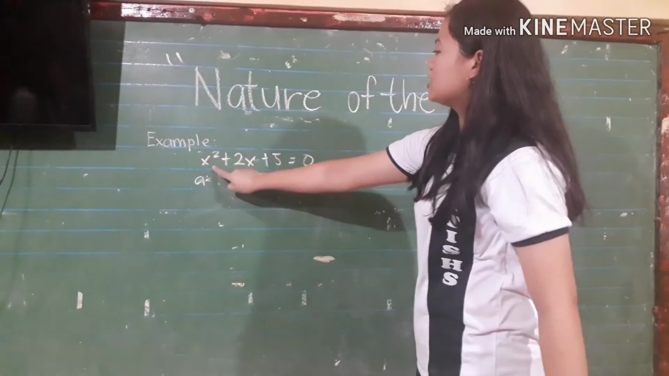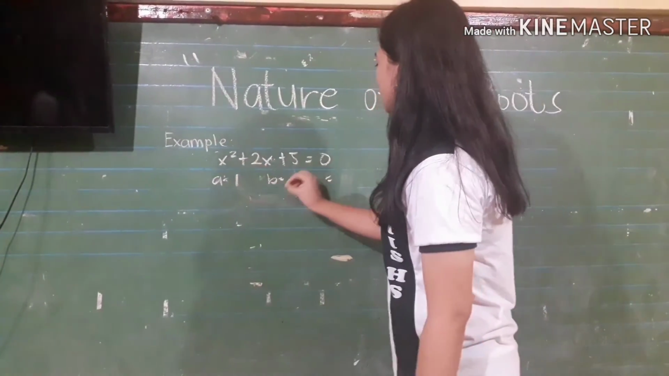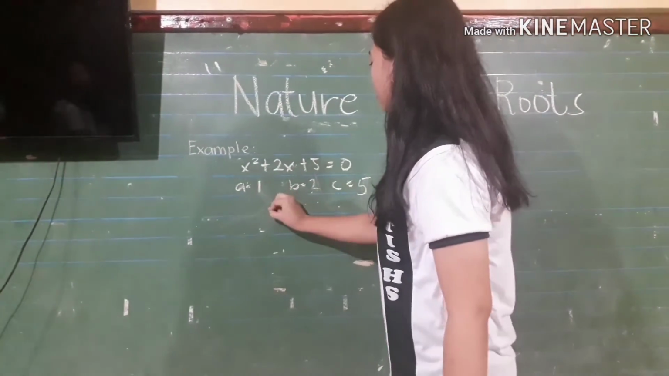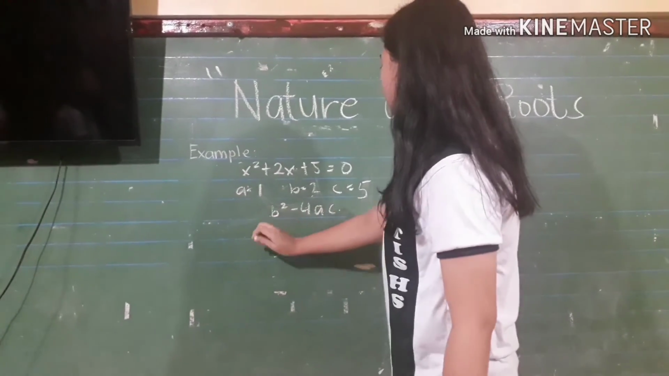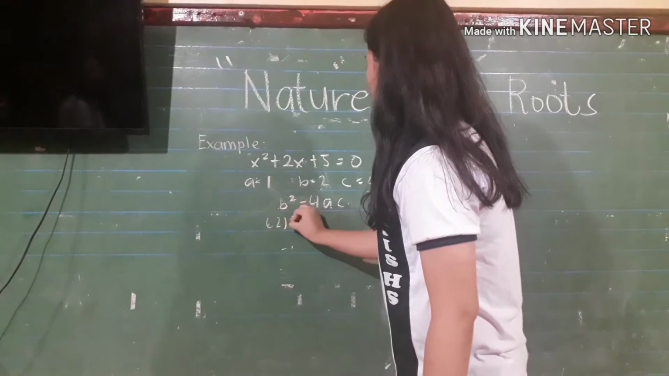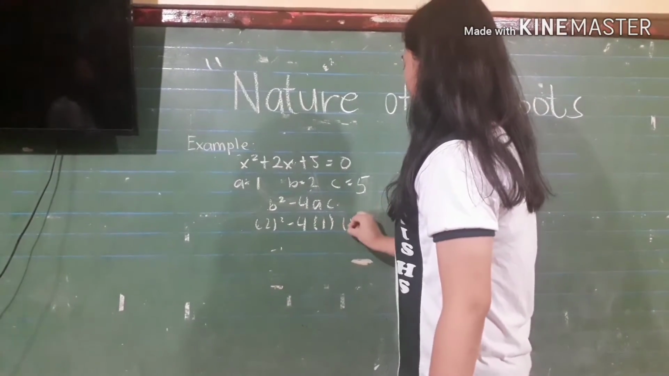The given is x squared plus 2x plus 5 equals 0. a equals 1, b equals 2, then c equals 5. Write the formula, b squared minus 4ac. Substitute the values. The value of b is 2 squared, minus 4. The value of a is 1. Then the value of c is 5.